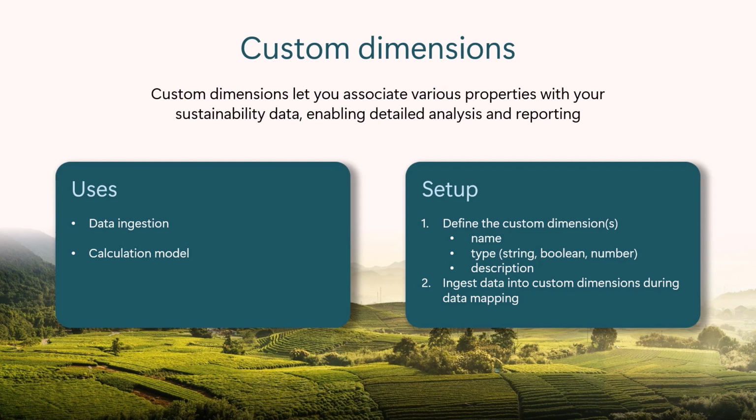Contoso Coffee Roaster has begun using a secondary combustion device on some of their roasters to reduce their roaster emissions. To factor this secondary combustion into their calculations, we'll implement a custom dimension. To set up custom dimensions, Contoso will first define the custom dimension in the Custom Dimensions settings page within Microsoft Sustainability Manager, specifying the name, data type of string, boolean, or number, and a description. They will then be able to reference the custom dimension in the data ingestion pages and calculation models.